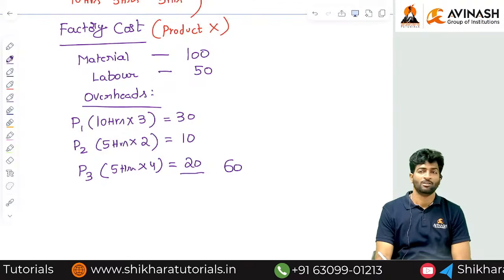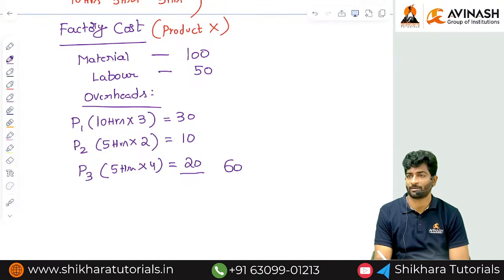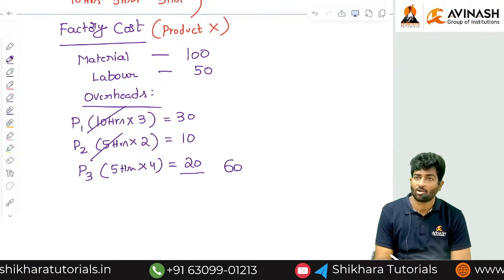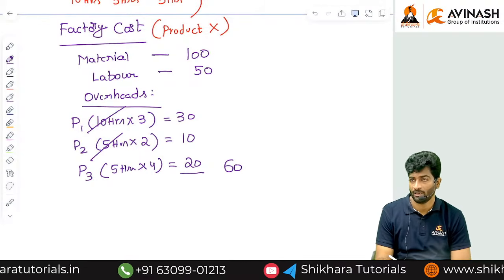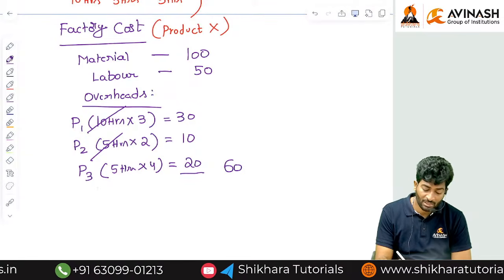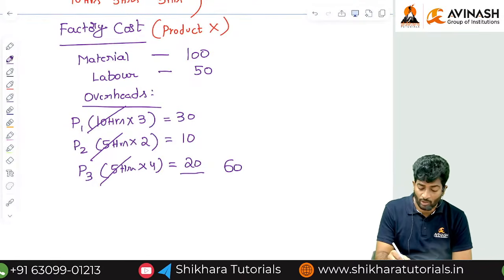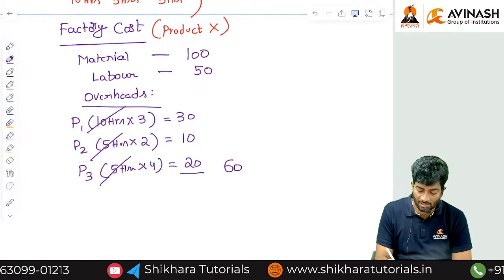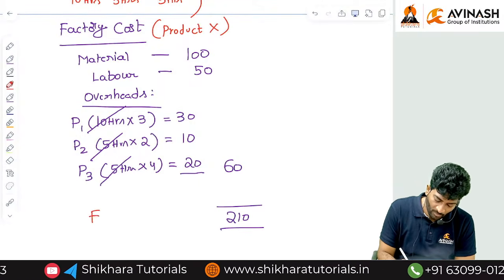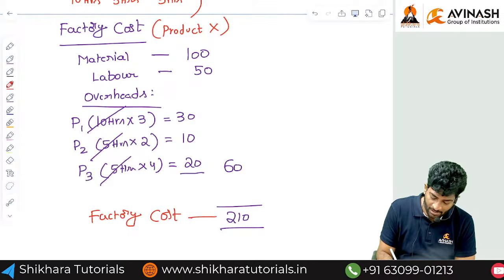So this is what we used to do in our normal overhead chapter. Here we are absorbing overhead based on labor hours. In order to recover the overhead amount and ascertain the cost of product X, we are apportioning overhead on the basis of labor hours. We are absorbing or recovering based on labor hours. And you arrived at 100 plus 50 and overhead 60. Put together, 210 rupees is your factory cost.